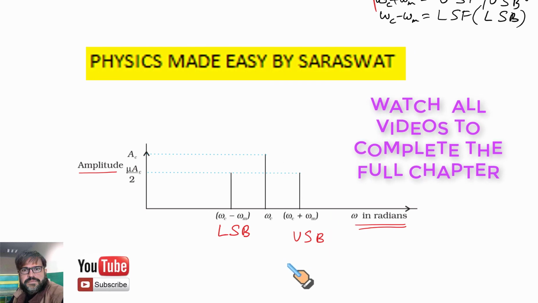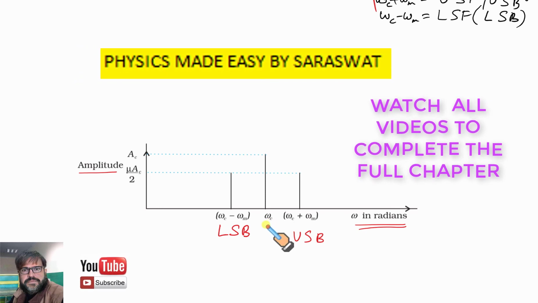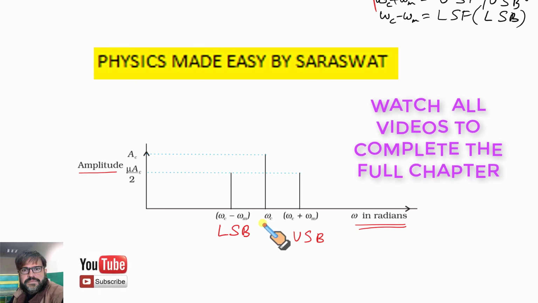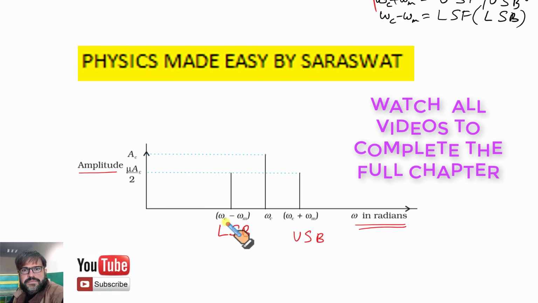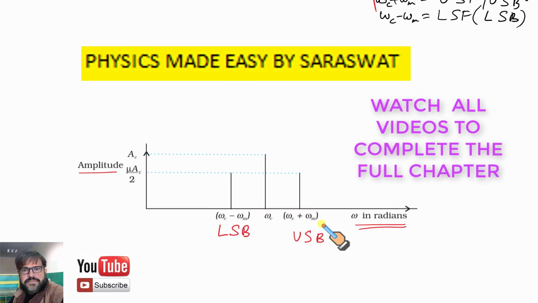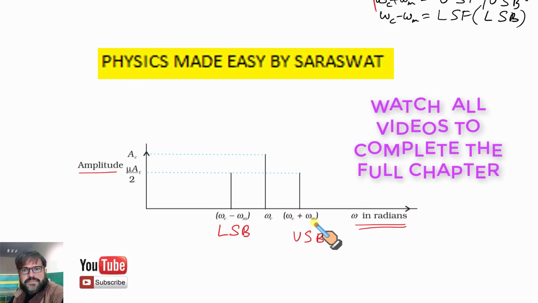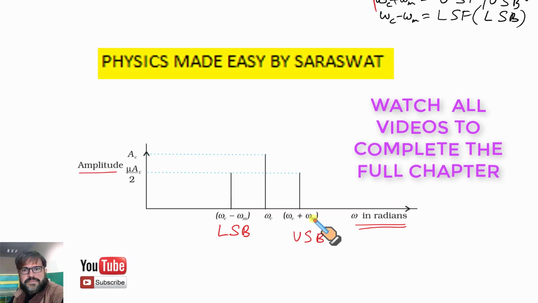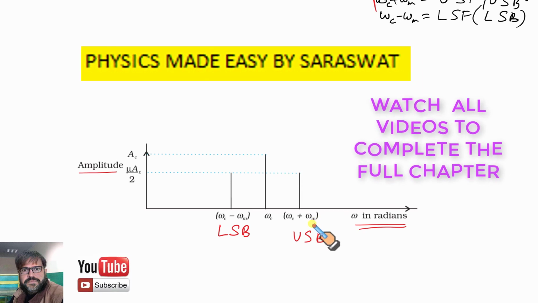As long as broadcast frequencies omega C are sufficiently spaced out from USB and LSB so that the sidebands do not overlap, different stations can operate without interfering with each other.